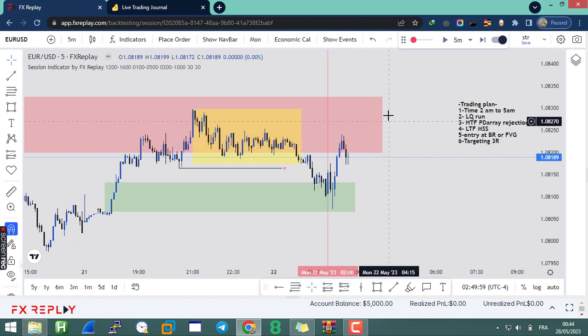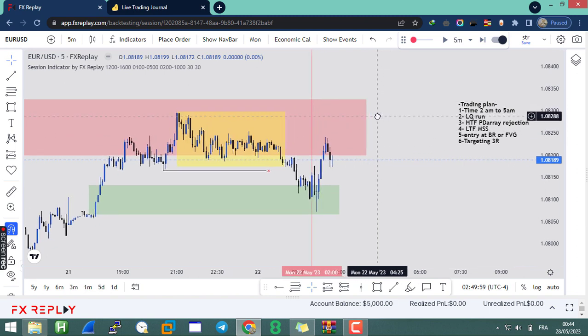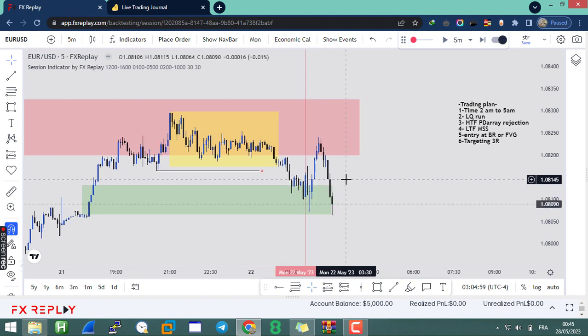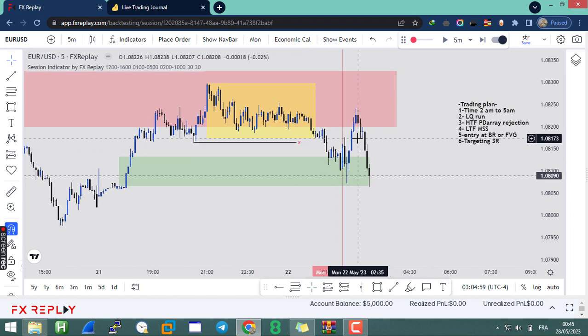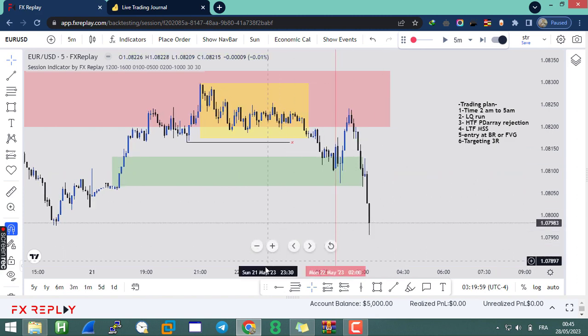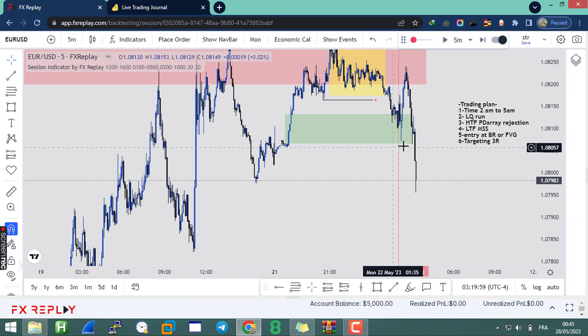So we do not want to take this trade. This is not a valid trade. I don't care if it wins, because I know 8 out of 10 times it will lose. So basically, just forward, and as you can see, it failed, so we were right.